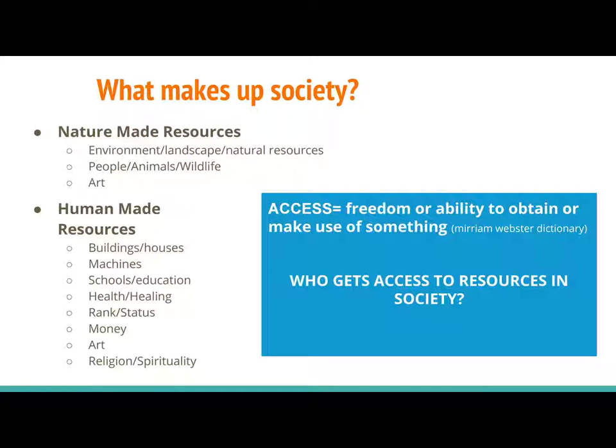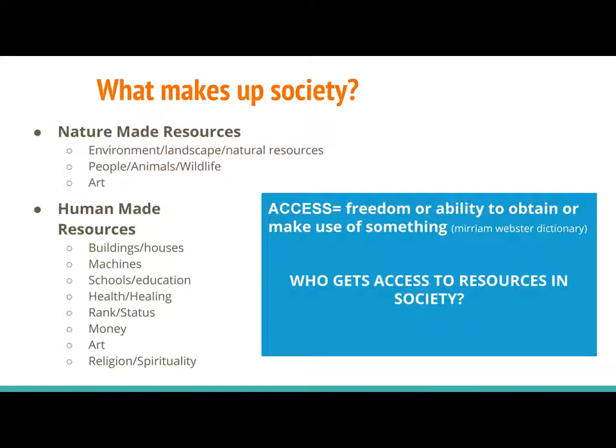Then we have human-made resources, so our buildings, our homes where we live, the machines we use, our schools, our education, our access to information is a great resource. Our health and healing, however we access health and healing in our lives. Here again, we have our rank or status. What is our power in our life? What kind of status do we have with ourselves and with others? Money. Again, art. Human-made art is a resource, and our religion or our spirituality can also be a resource that helps us get by.